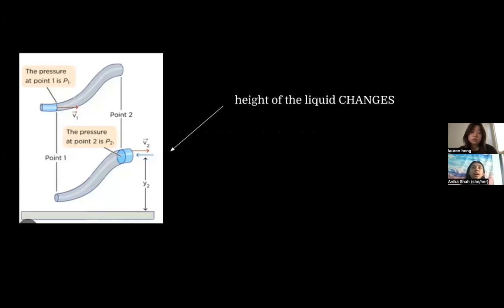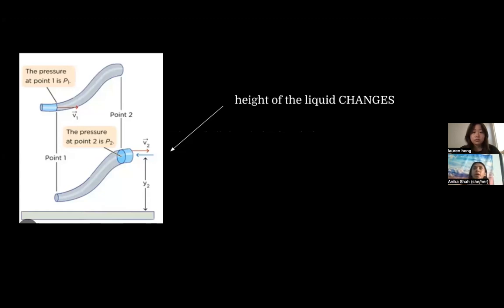One thing to keep in mind before we get into the solution of this problem is that a lot of times when you're looking at these problems, they just won't include the height part, like the rho g h in the equation, because the height of the liquid only changes if the pipe is actively going upward or going downward.